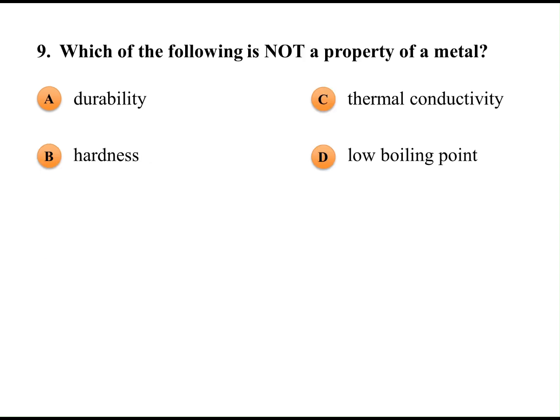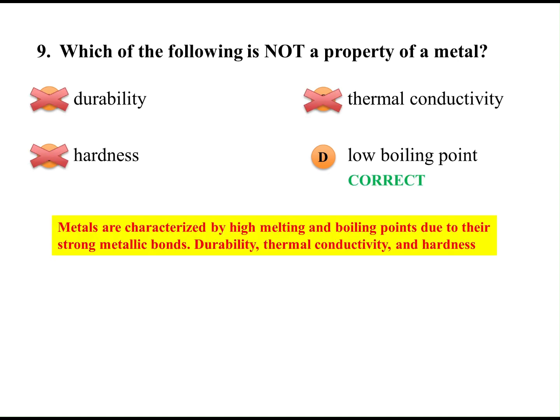Which of the following is not a property of a metal? The answer is D, because metals are characterized by high melting and boiling points due to their strong metallic bonds.